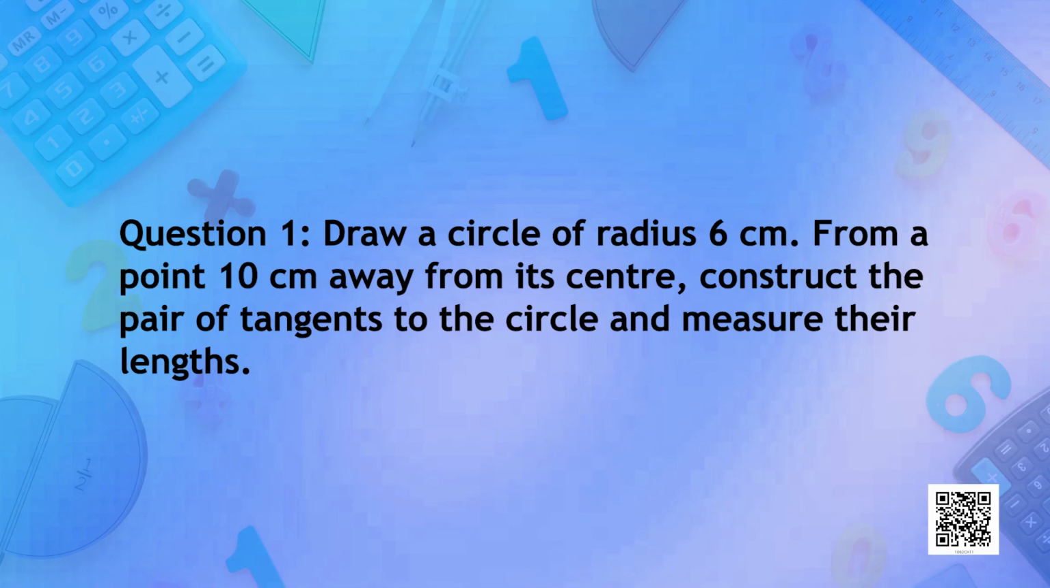Question is, draw a circle of radius 6 centimeter from a point 10 centimeter away from its center. Construct the pair of tangents to the circle and measure their lengths. So let us start our construction.